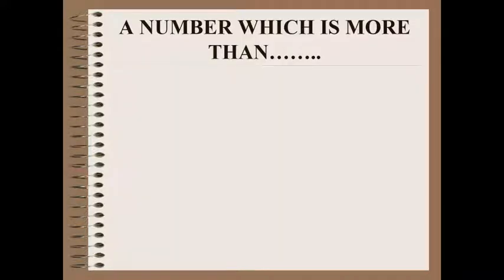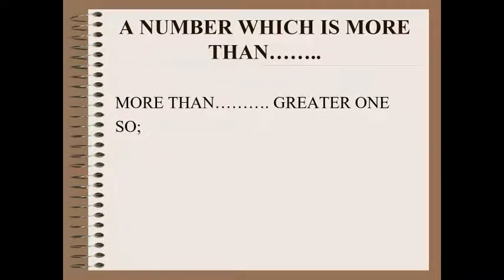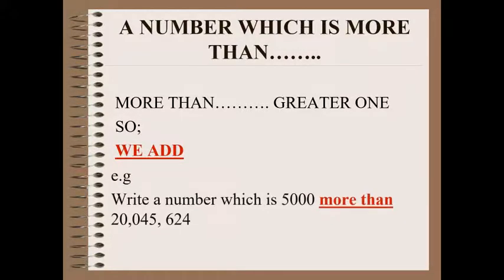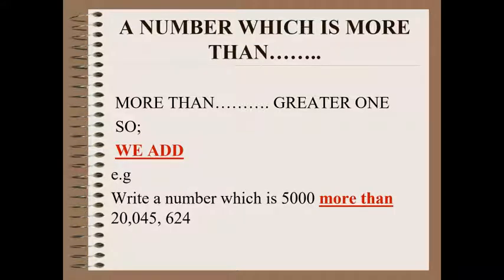Now you must know this as well: if a question says find a number which is more than, by more than we mean the greater one. So if we want to calculate more than, we will add. If the question is to write a number which is 5,000 more than 20,045,624, what we are going to do is add these two numbers to find the required number.